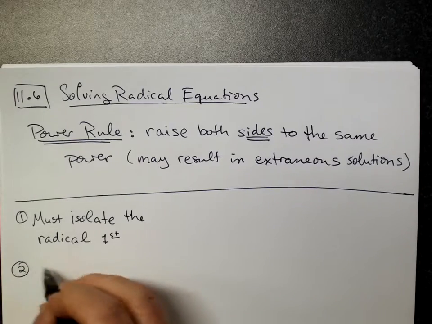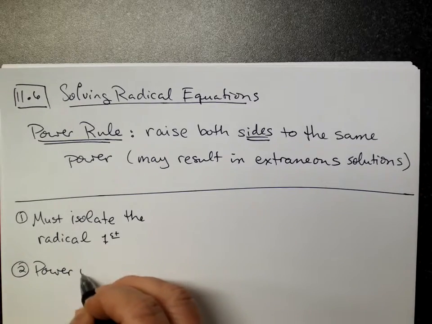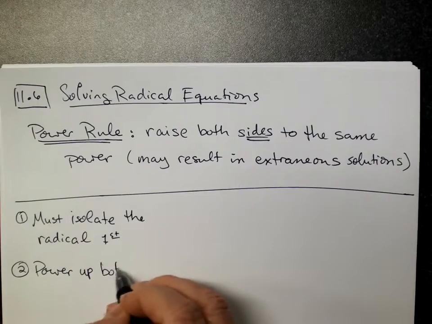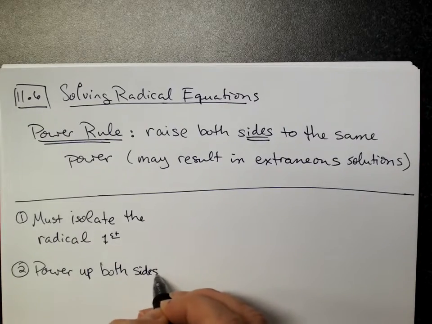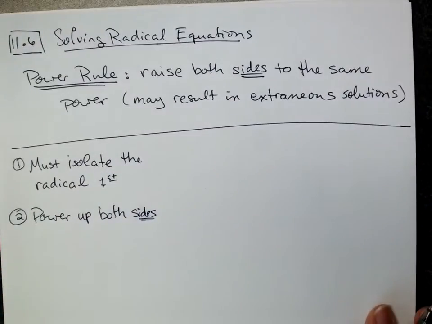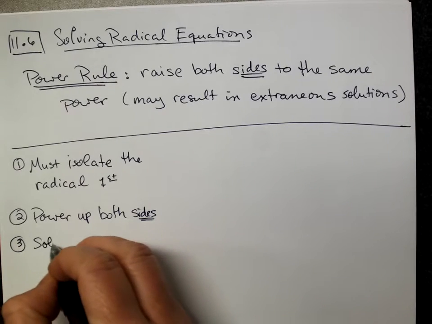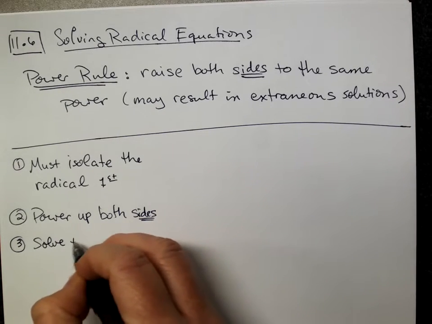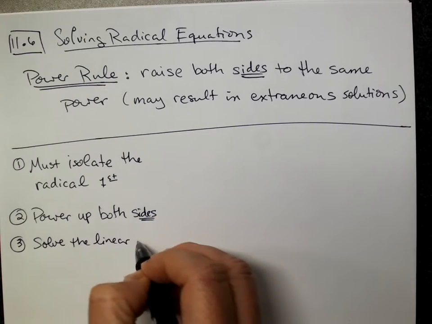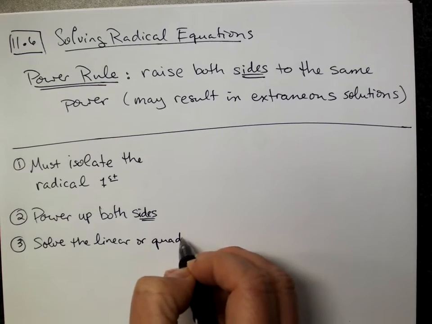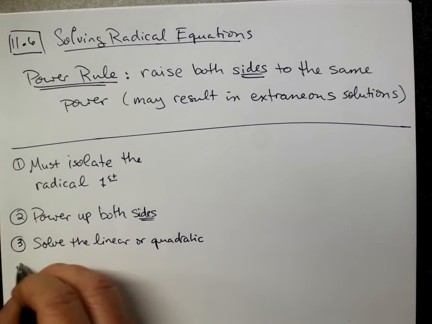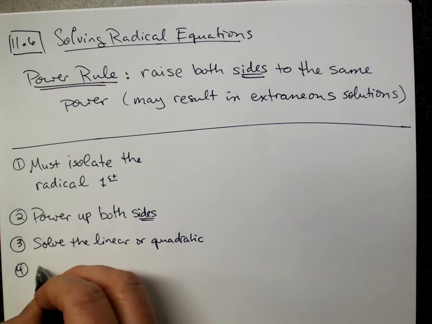2, power up both sides. And again, I'll emphasize sides. Put parentheses around both sides and power them up by whatever the index is. 3, you solve the resulting linear or quadratic. And 4, check your answer. You can't skip this step even if you're running low on time. It's important.